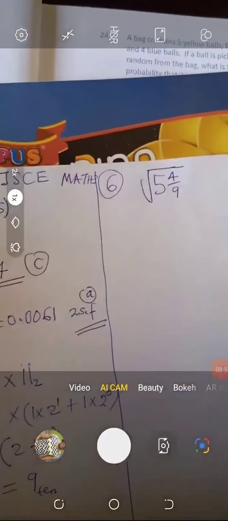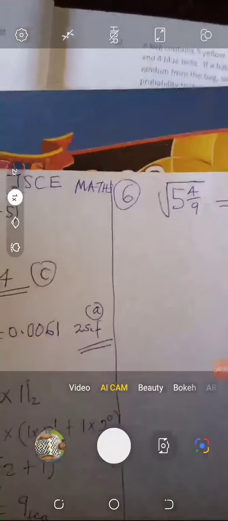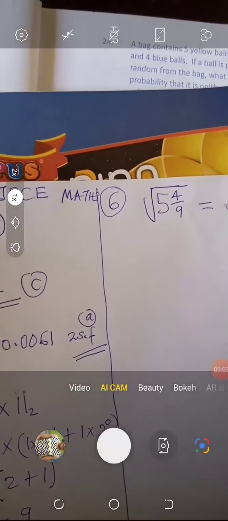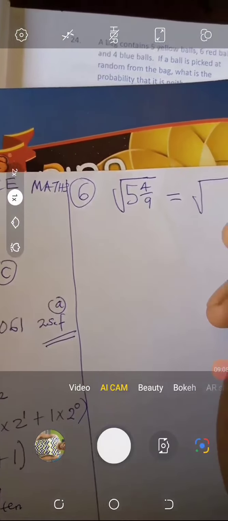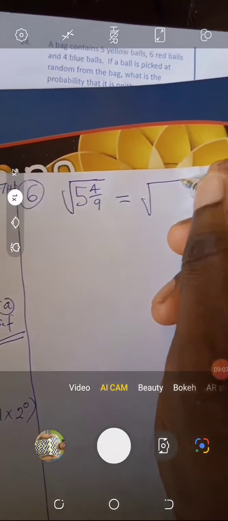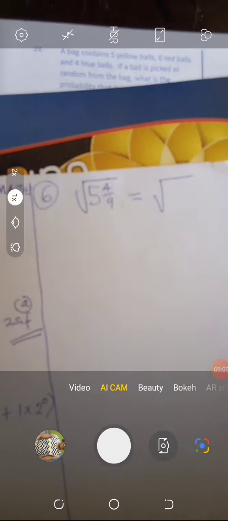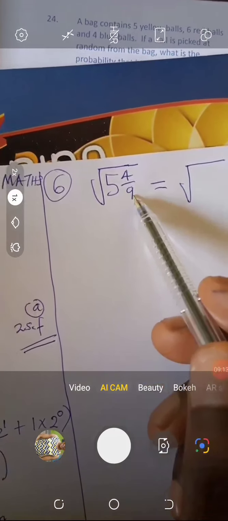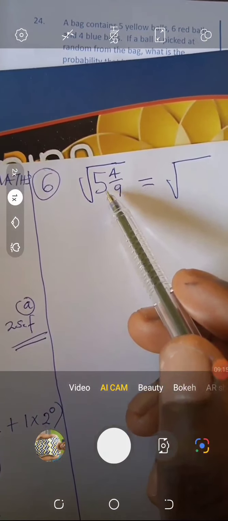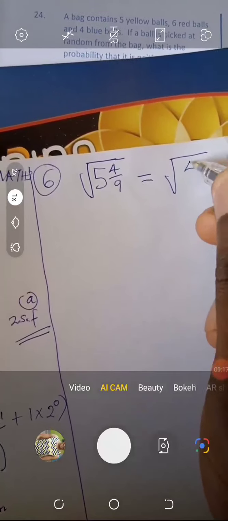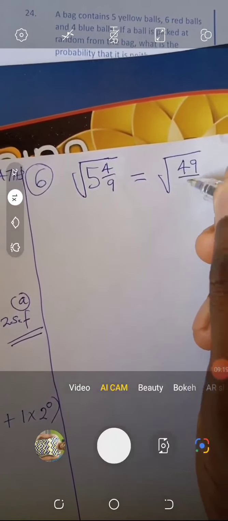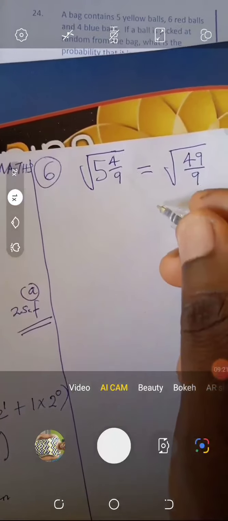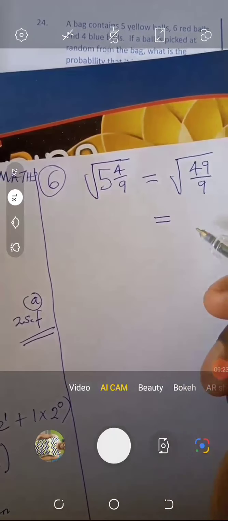So when you get an equation like this, first write it in square root form. When you have done that, change it to improper fraction, because this is actually a mixed fraction. On doing that, 9 times 5, we have 45. 45 plus 4, we have 49 over 9.